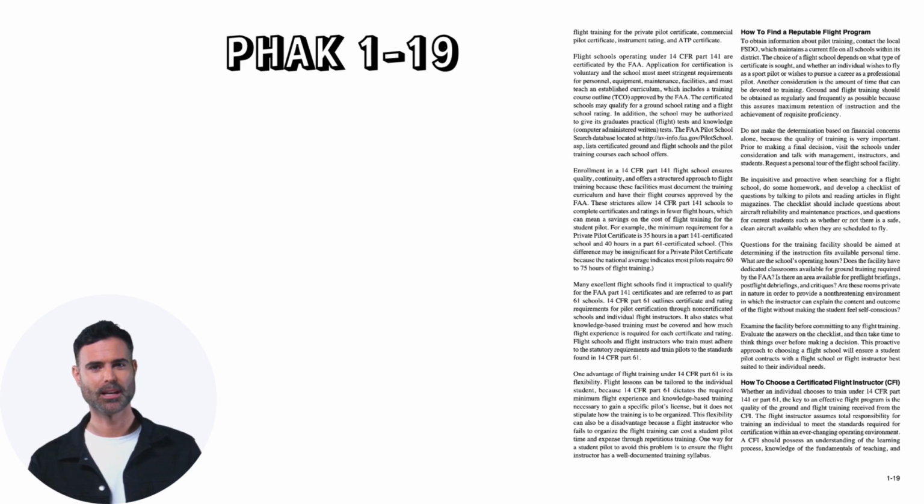One advantage of flight training under 14 CFR Part 61 is its flexibility. Flight lessons can be tailored to the individual student because 14 CFR Part 61 dictates the required minimum flight experience and knowledge-based training necessary to gain a specific pilot's license, but it does not stipulate how the training is to be organized. This flexibility can also be a disadvantage because a flight instructor who fails to organize the flight training can cost a student pilot time and expense through repetitious training. One way for a student pilot to avoid this problem is to ensure the flight instructor has a well-documented training syllabus.